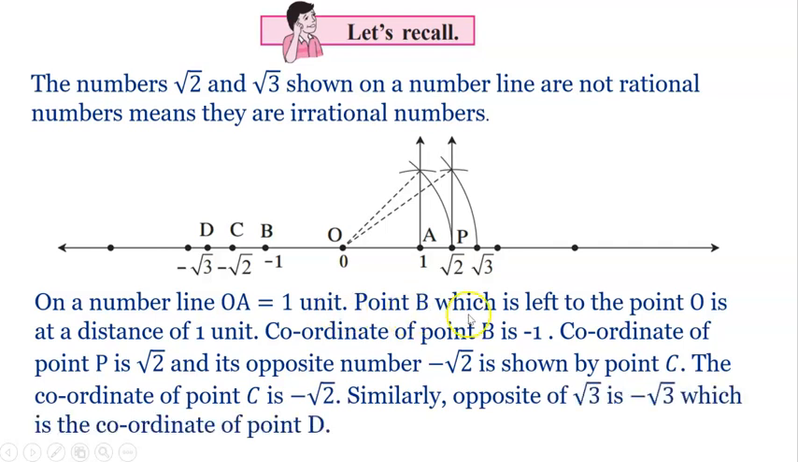Point B, which is to the left of point O, is at a distance of 1 unit. The coordinate of point B is -1. The coordinate of point P is root 2 and its opposite is minus root 2, as shown by point C. The coordinate of point C is minus root 2. Similarly, the opposite of root 3 is minus root 3, which is the coordinate of point D.